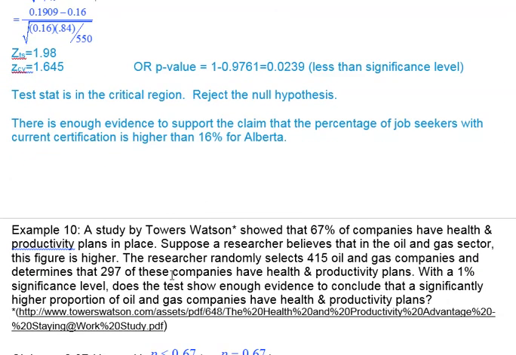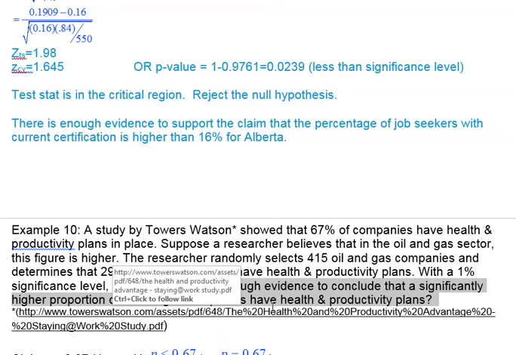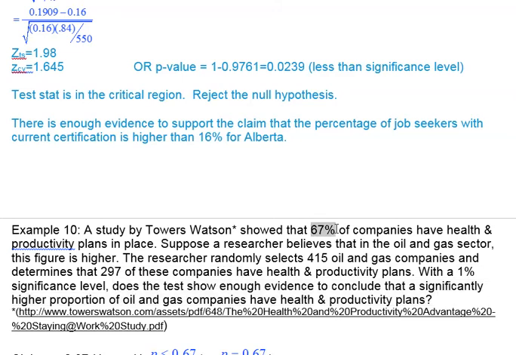So we've got a study and a researcher is concluding that they think the figure is higher for oil and gas companies. So they select several companies and again find a proportion. Identify our claim. So does the test show, and then we see what our claim is. A significantly higher proportion have health and productivity. So it's a higher proportion than the one in the study, 67%.